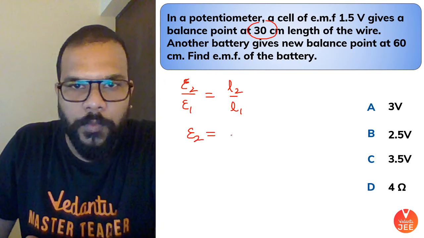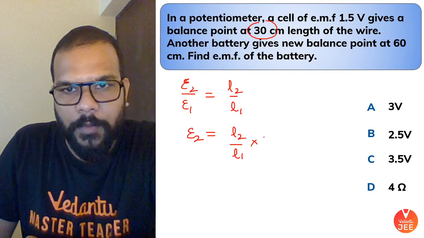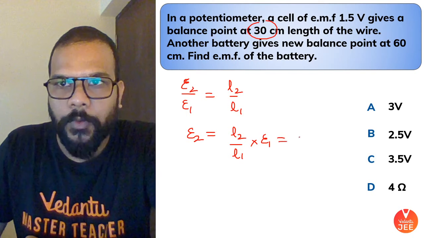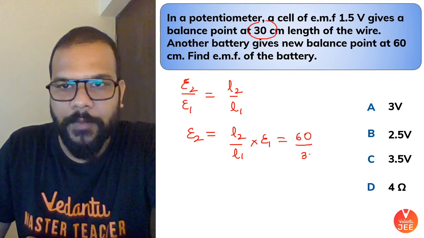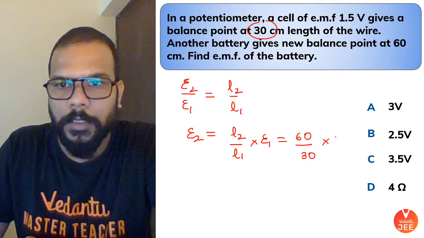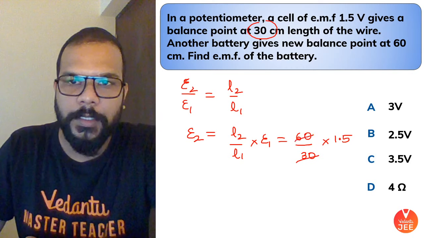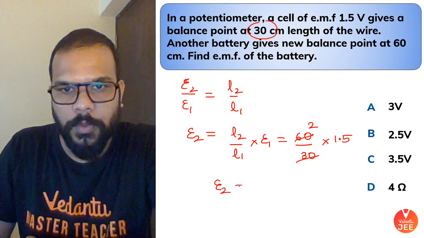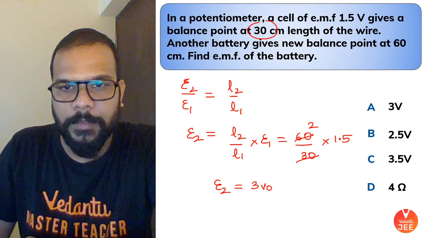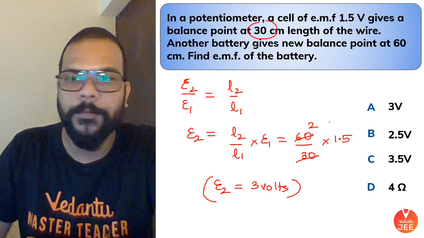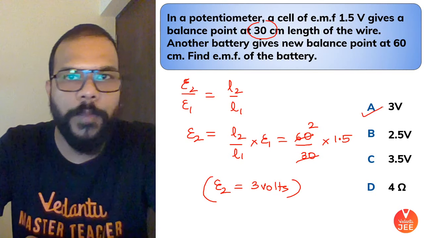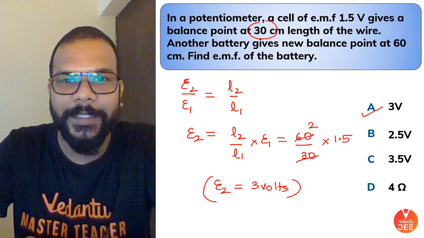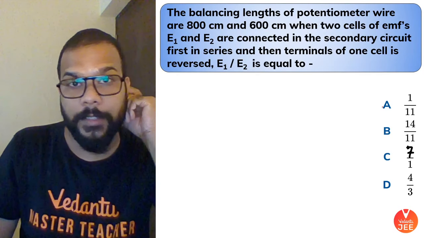So E2 will be equal to L2 by L1 into E1. So L2 value is 60, L1 value was 30, and the originally used battery was 1.5 volts. This cancels 2 times. So E2 is 2 into 1.5, that is simply 3 volts. Okay, that means the answer comes out to be option A. Okay guys, let's try this one.